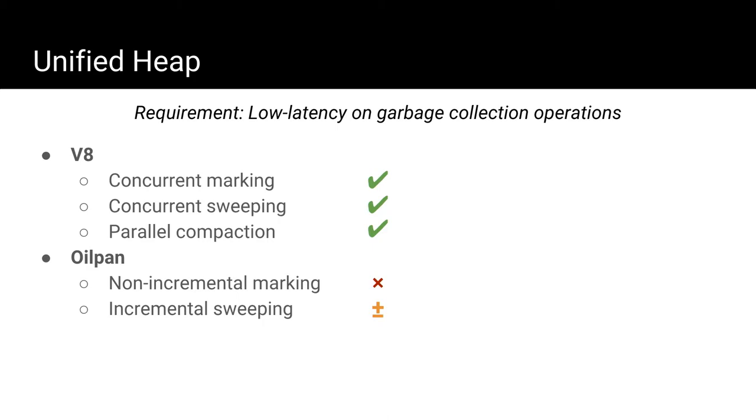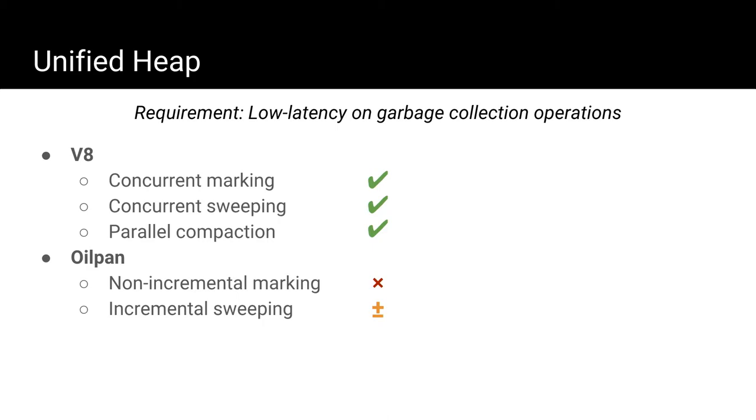So that seems in OK shape. We usually have sub-millisecond pause times for the V8 GC and then a few milliseconds for the atomic pause on latency critical paths. For Oilpan, when we look at the picture, it's not yet as complete. We still have non-incremental marking. I will give an update on incremental marking just in a few minutes.